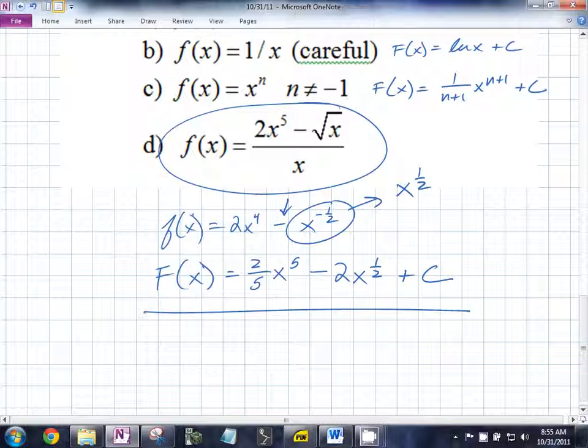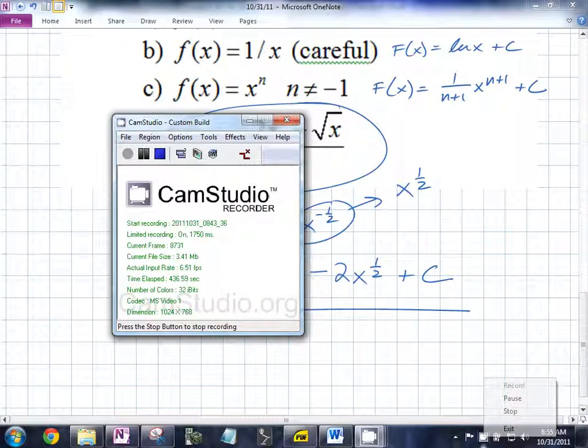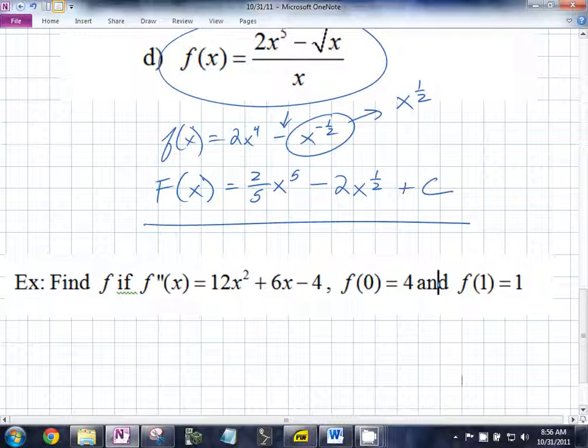So the lessons are, okay, this one says, find f. In this case, find f if the second derivative is this, and the original function evaluated at 0 is 4, and the original function evaluated at 1 is 1. Give that a try.